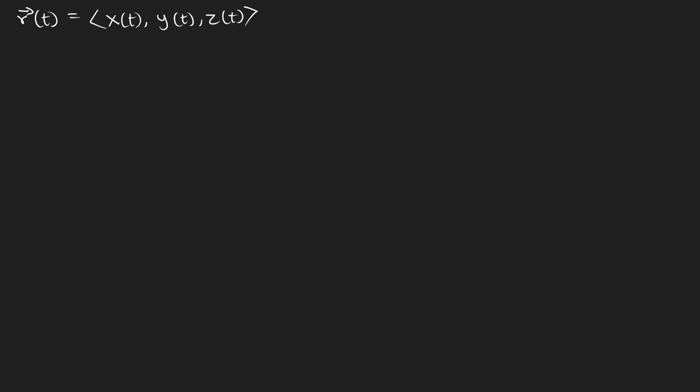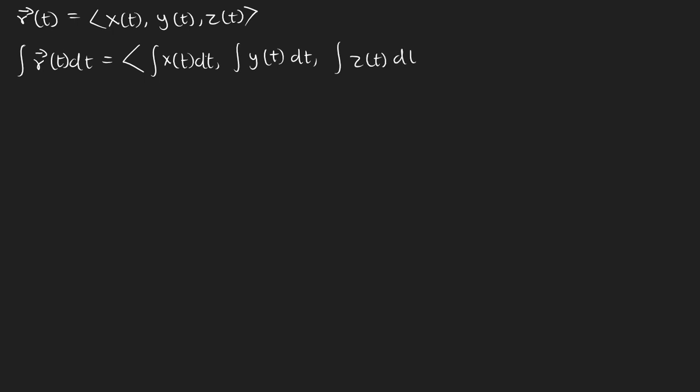First of all, we're going to look at the indefinite integral. The indefinite integral of this vector function is equal to taking the integral of each of the component functions. So that will be the integral of x of t dt, then the integral of y of t dt, and then the integral of z of t dt. From here, we add the constant of integration, but in this case, it is going to be in vector form.